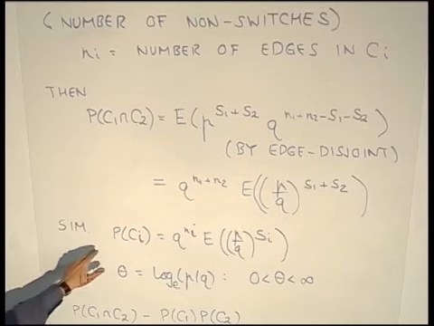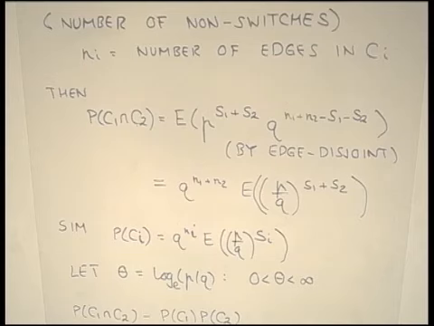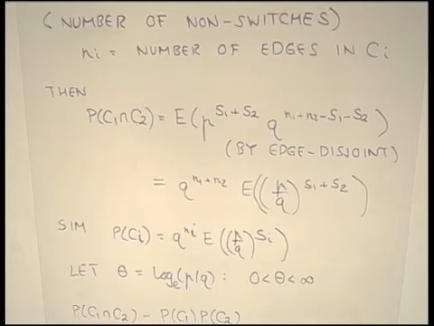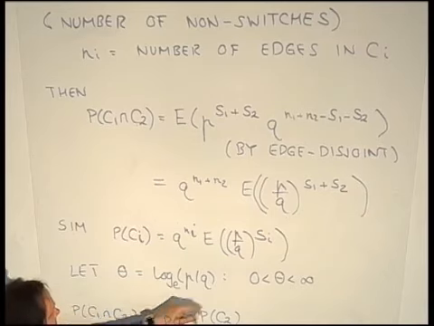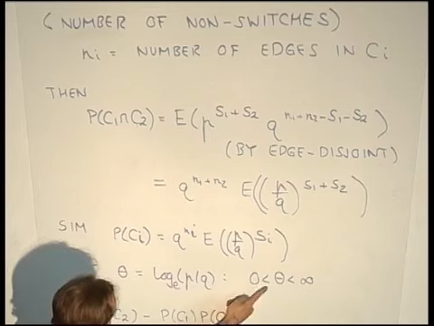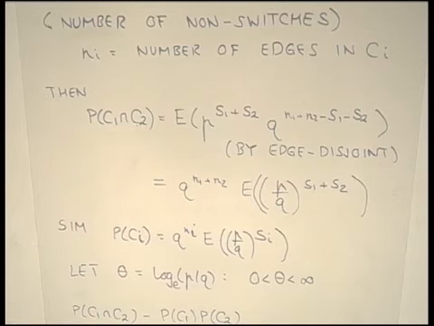In a very similar way, you can get this formula for the probability of Ci here. It's exactly the same idea. Let's have theta being this quantity here. Now, because Q is strictly positive, this is finite, and because P is bigger than Q, it's positive. We'll use that fact in a minute.